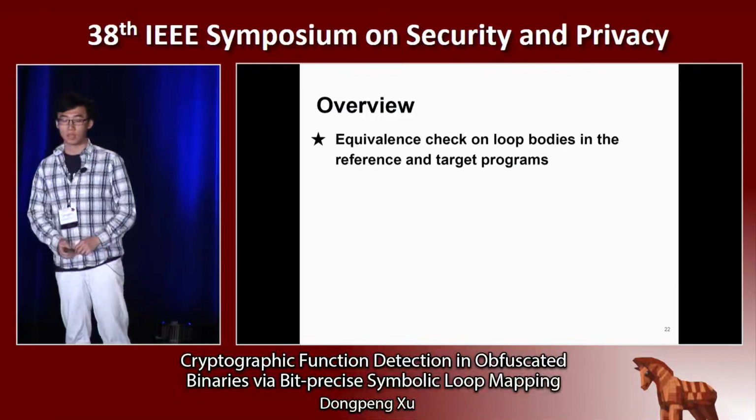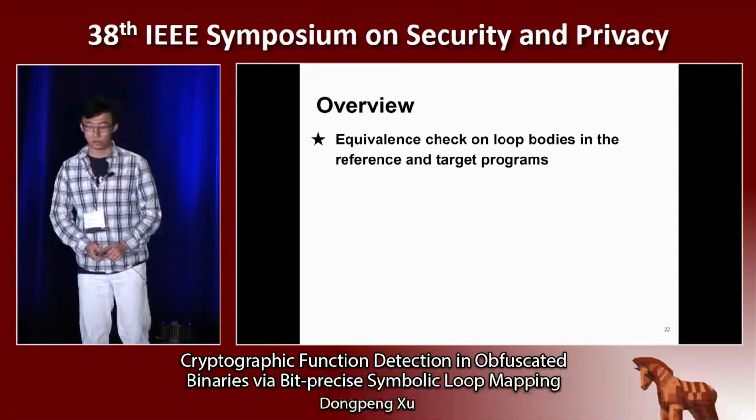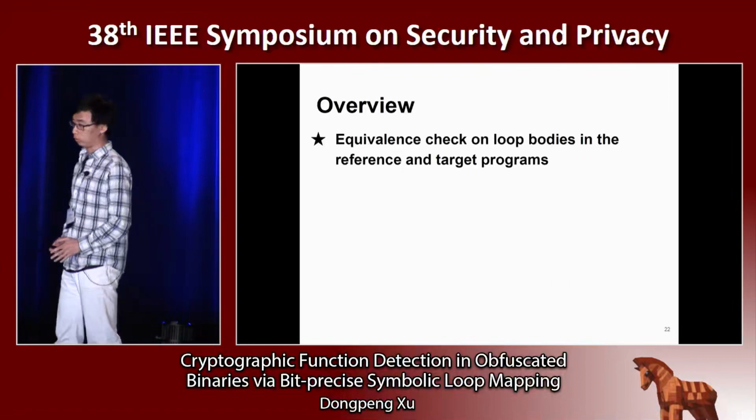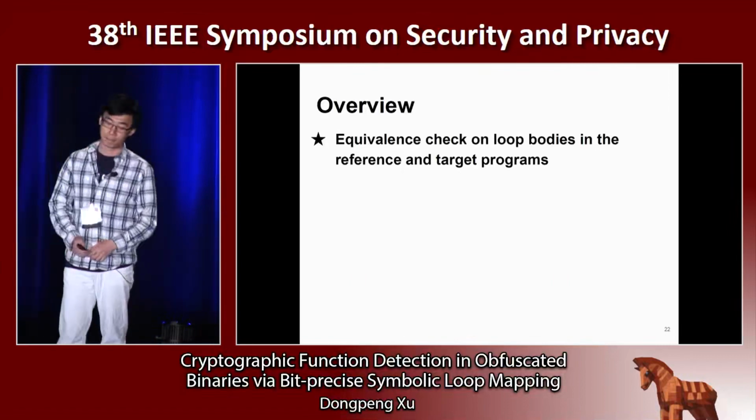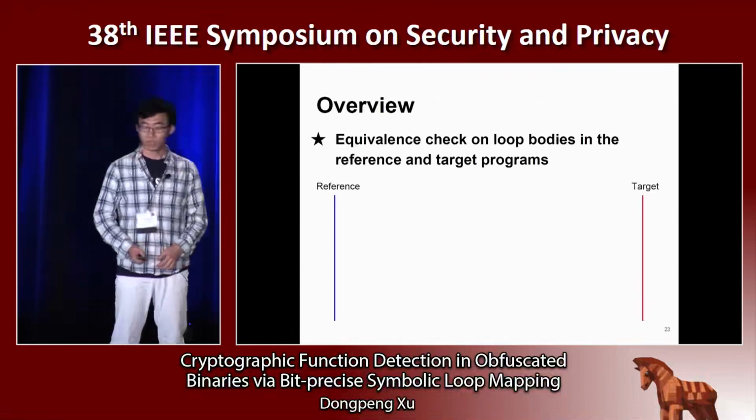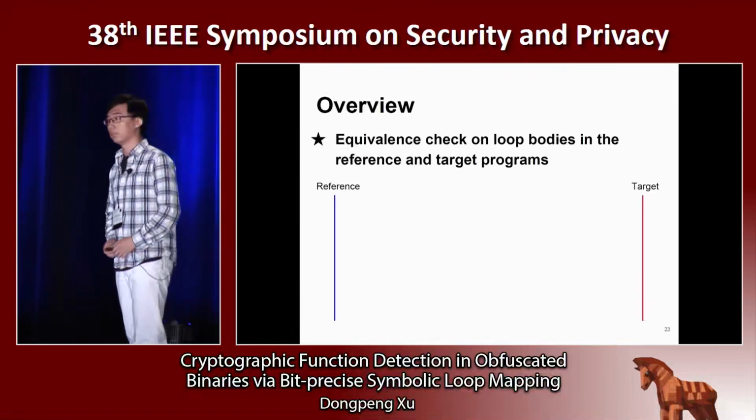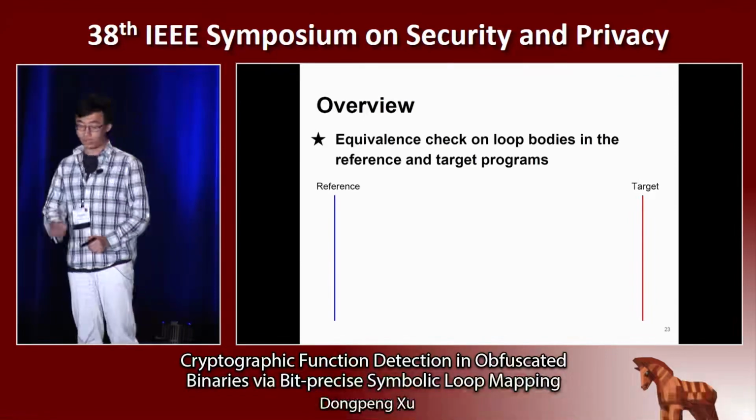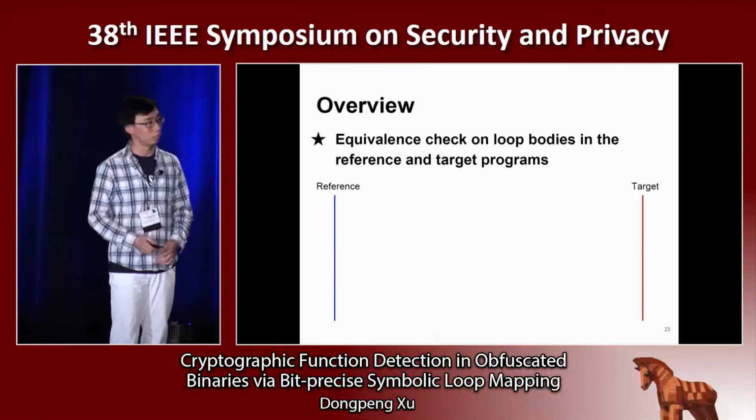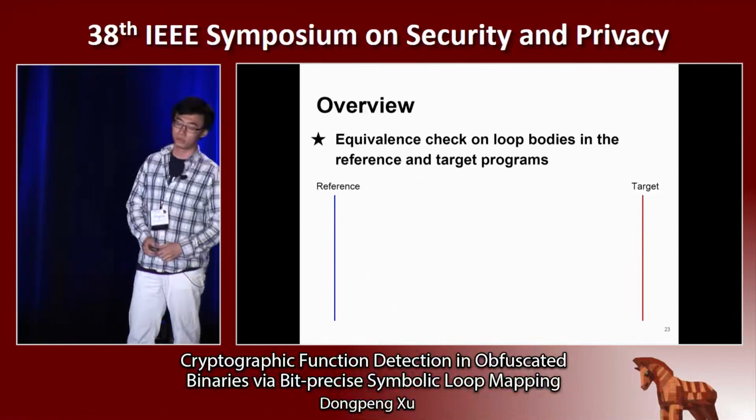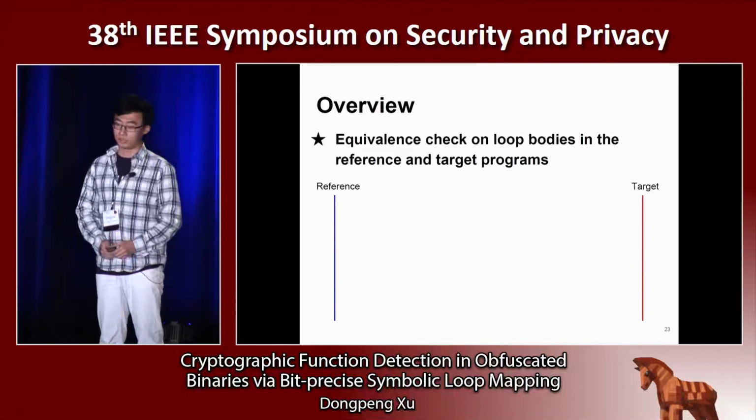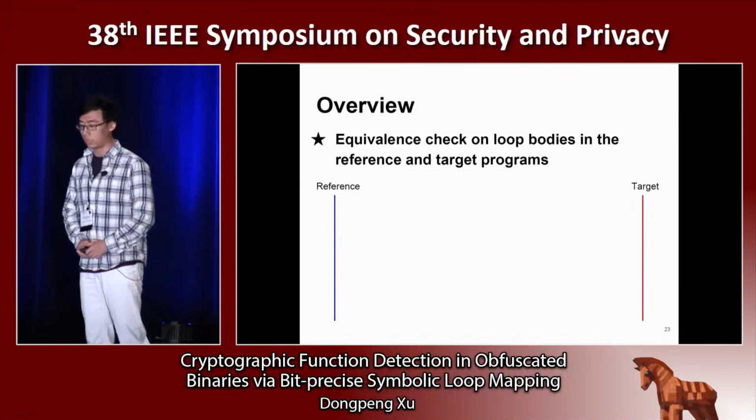So in one sentence, our technique does equivalence checking on loop bodies in the reference program and the target program. Here I'll show a big picture of the whole technique. We have two programs: one is the reference and one is the target program. We run both programs to get two execution traces. Here, the blue line means the reference trace, and the red line means the target trace.